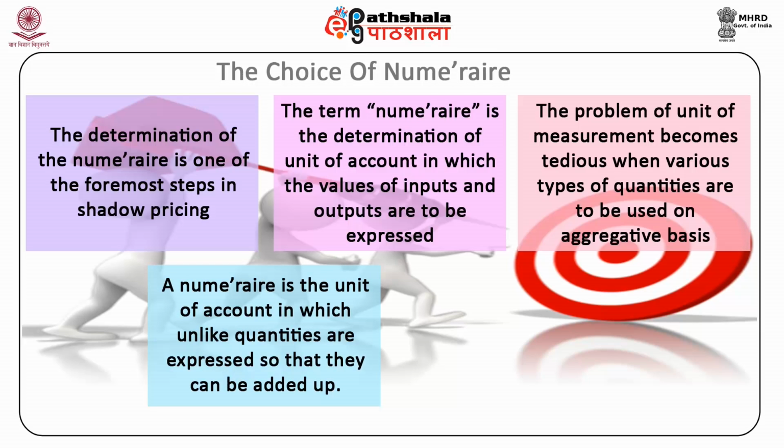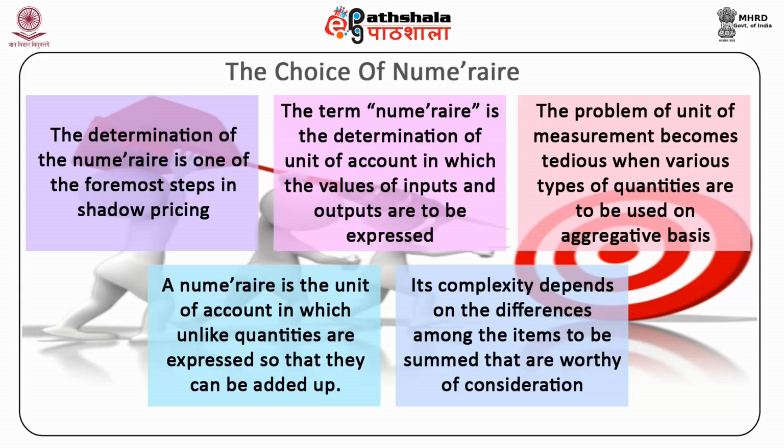A numéraire is the unit of account in which unlike quantities are expressed so that they can be added up. Its complexity depends on the differences among the items to be summed that are worthy of consideration. In order to establish a numéraire, there are many factors to be taken into consideration, including the following: inflation, present value, shadow prices, savings and consumption, distribution, etc.